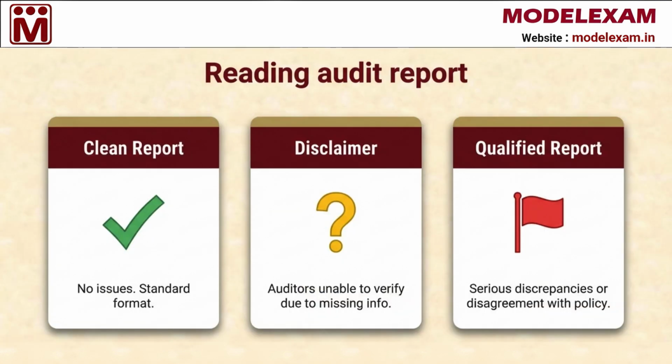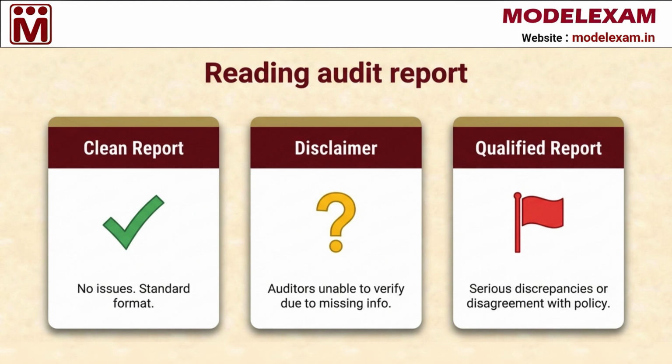Based on their findings, auditors issue one of three types of reports. The best one is a clean report, which means there are no issues and the accounts present a true and fair view. The second is a disclaimer. This happens when auditors are unable to verify facts because the company did not provide the necessary information.